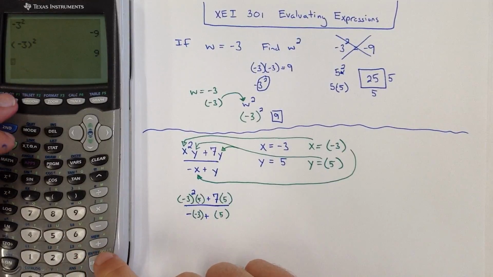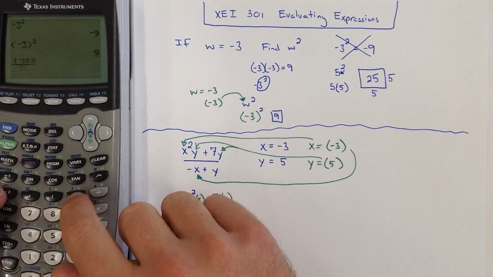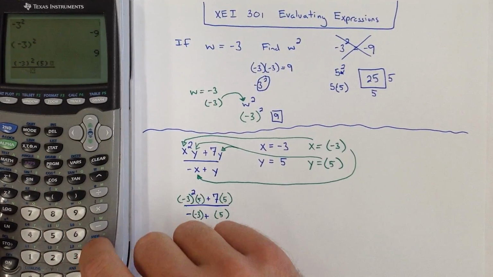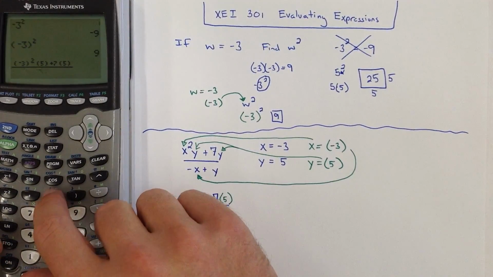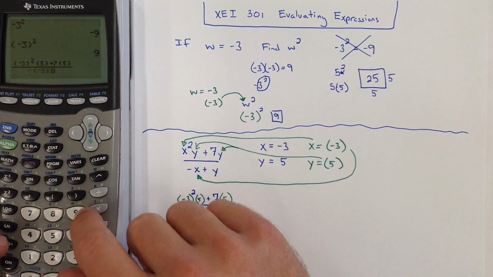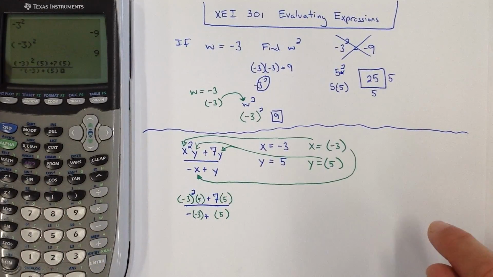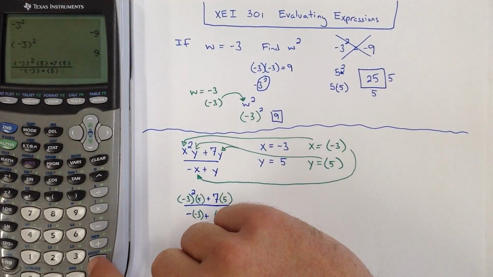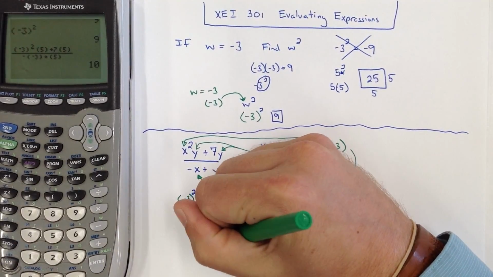So if I hit alpha, y equals, enter, now I can type in parentheses negative 3 squared times 5 plus 7 times 5 divided by the opposite of negative 3 plus 5. If you notice, everything I've typed looks exactly like what I've written. There are no changes. If I press enter, I get 10. And that's how much this is worth.